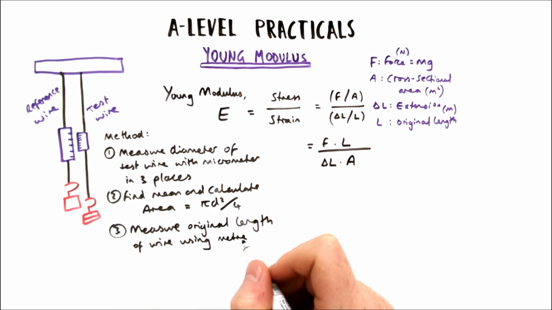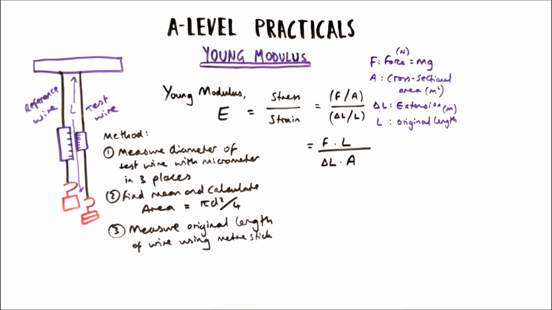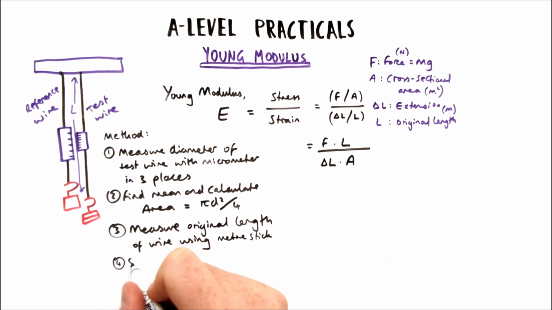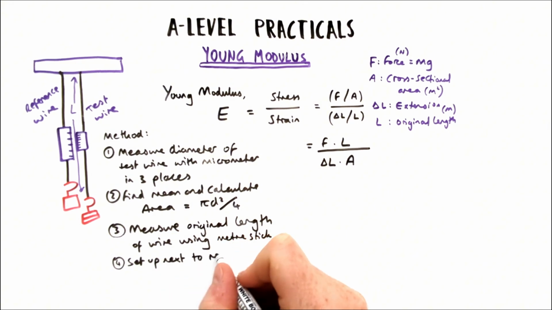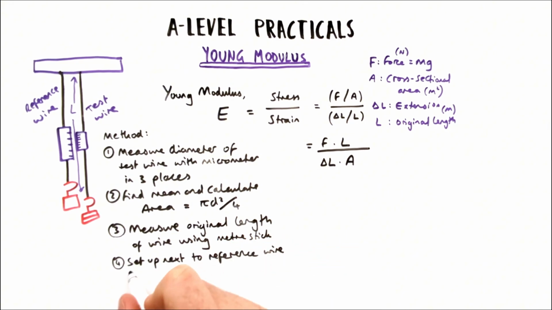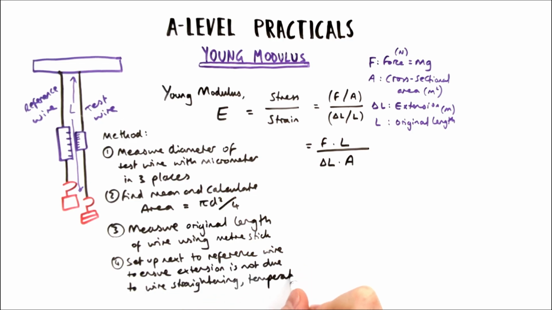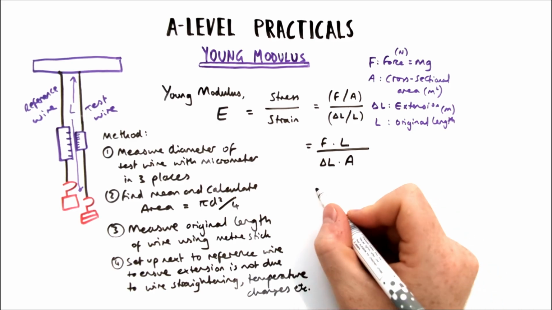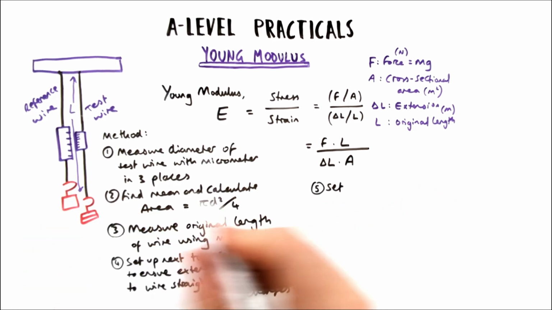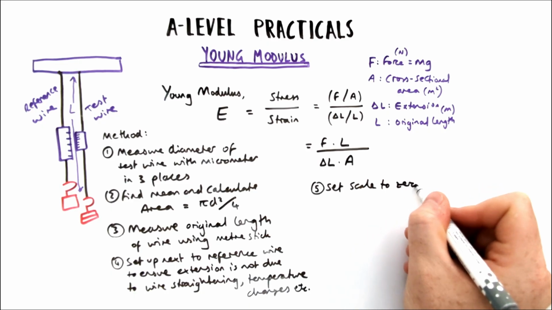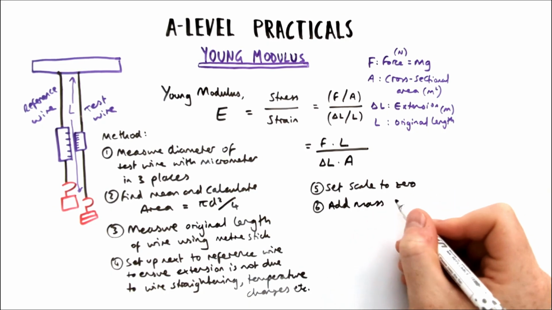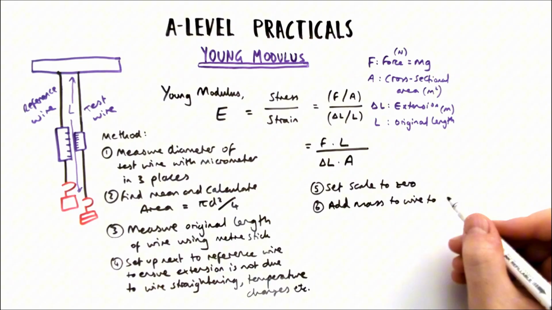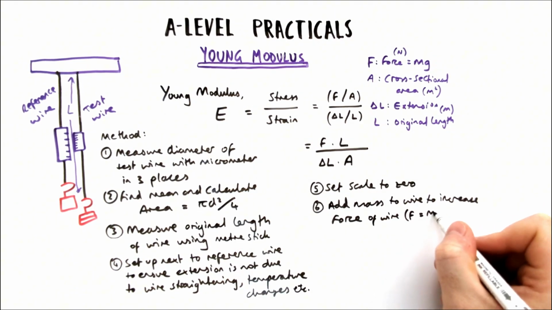Once it's set up next to the reference wire, as I mentioned earlier, the idea is to ensure that any extension is not due to the wire straightening or any temperature differences or things like that. The reason you want it to be extending is because you're adding masses to the end. So the reference wire mitigates that. Then you're going to set the scale to 0, so it starts from 0, and then start adding masses to the test wire to increase the force. Bear in mind, force is equal to the weight, which is mg.